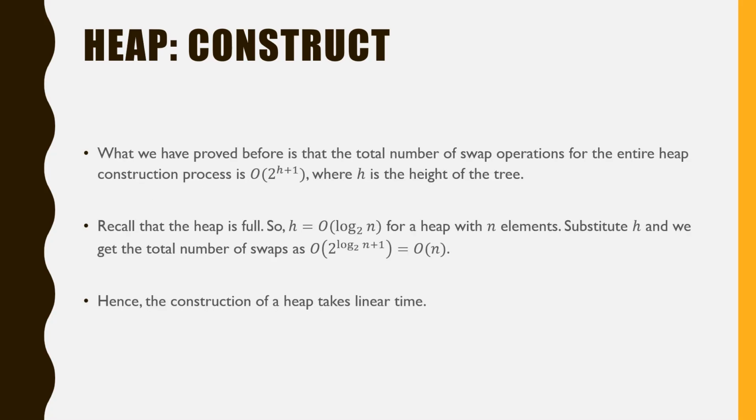We can further simplify the result by discarding the minor terms and approximate the upper bound for the construction operation as O(2 to the power of h plus 1). Since a heap is a complete binary tree, its height h is in O(log n). Substituting h equals O(log n) into the expression of O(2 to the power of h plus 1), we find that the time complexity for the construction operation is O(n).